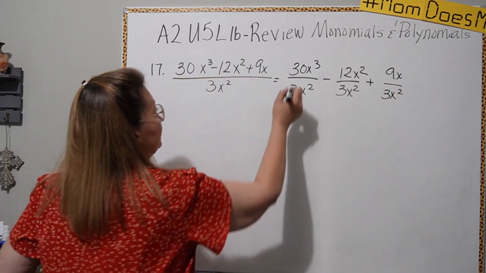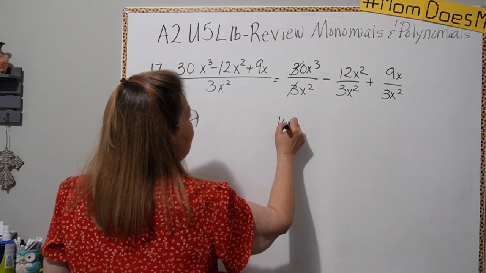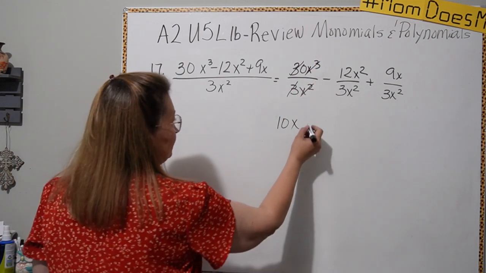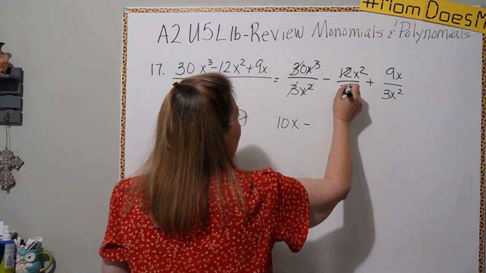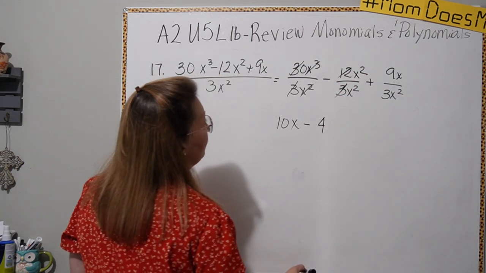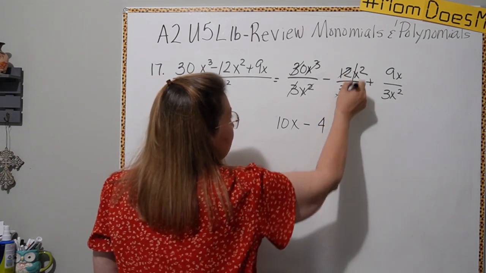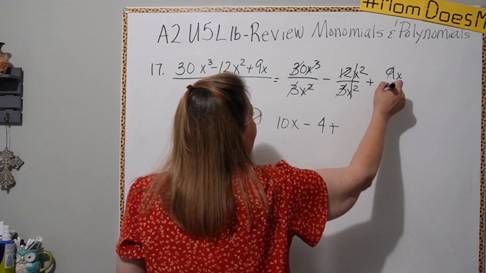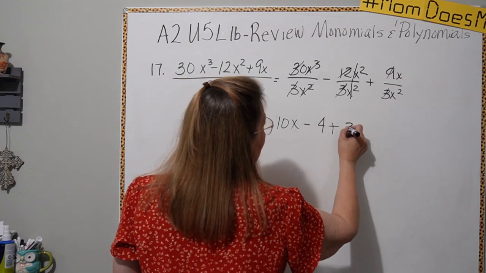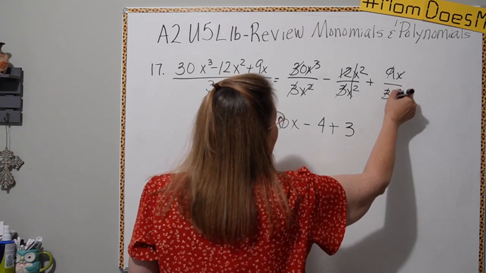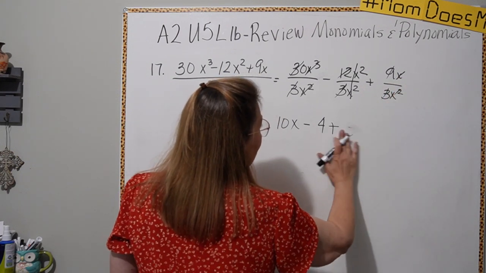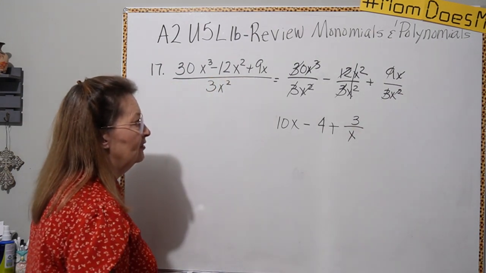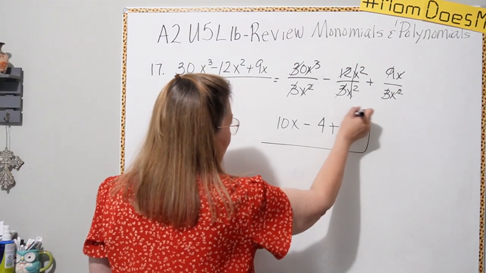Okay, reducing down. 30 over 3 gives me 10. X to the 3rd over x squared leaves me x. Right over here, 12 over 3 reduces to 4. And the x squares divide out to 1, so you don't have to put that. Then 9 over 3 is 3. And x over x squared, now our largest exponent is in the denominator, so that x is going to remain in the denominator. So that's how that cancels out.